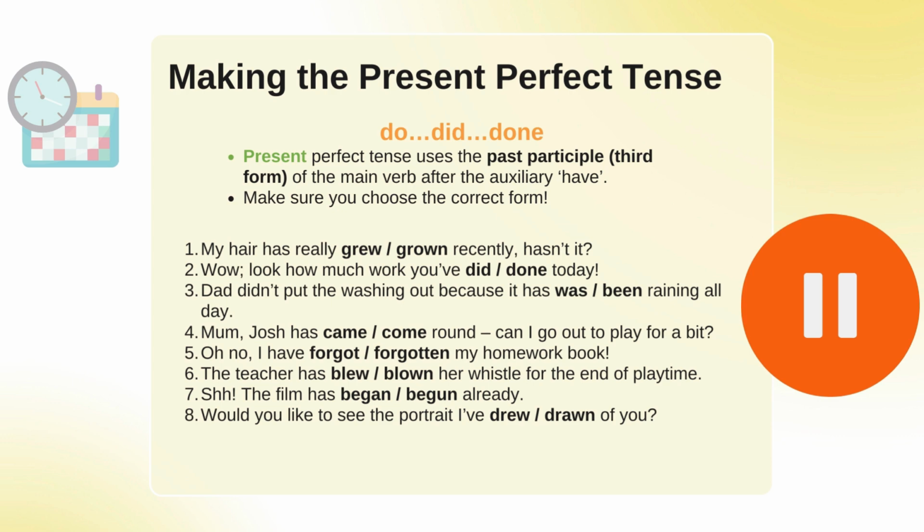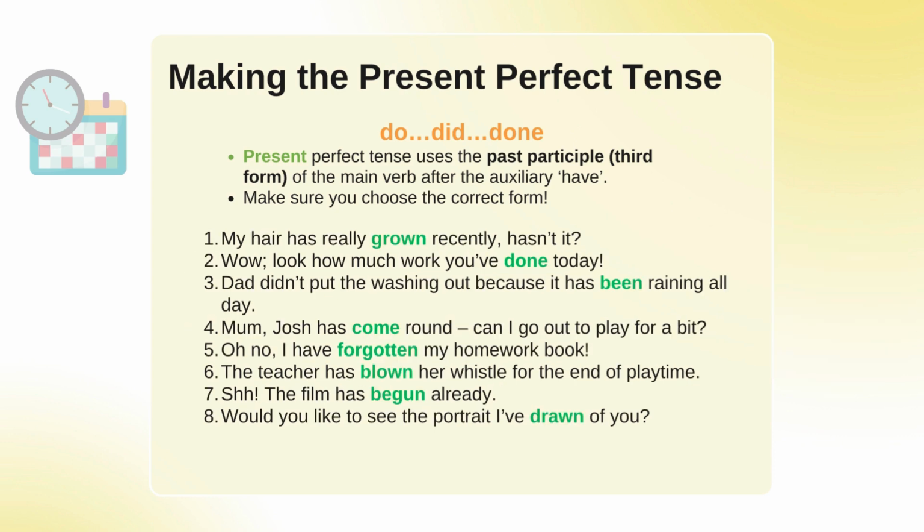We've already said that the present perfect tense uses the past participle, which is the third form. And this past participle is placed after the auxiliary verb have. At this point, I'd suggest that you pause the video and go through each sentence, because in the next slide, I'll be giving you the answers for each sentence. You can press play again to review your answers.